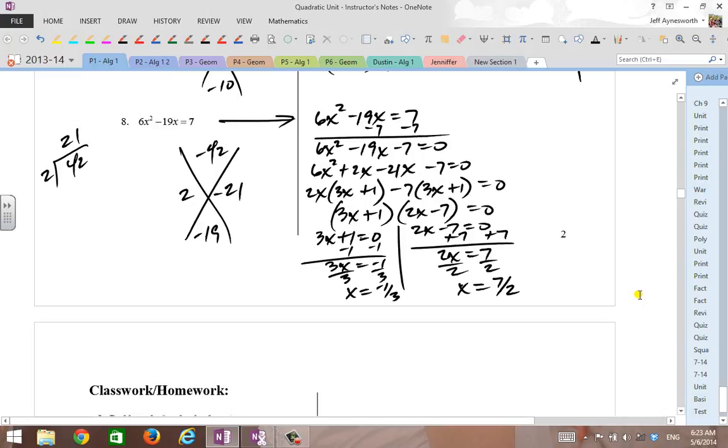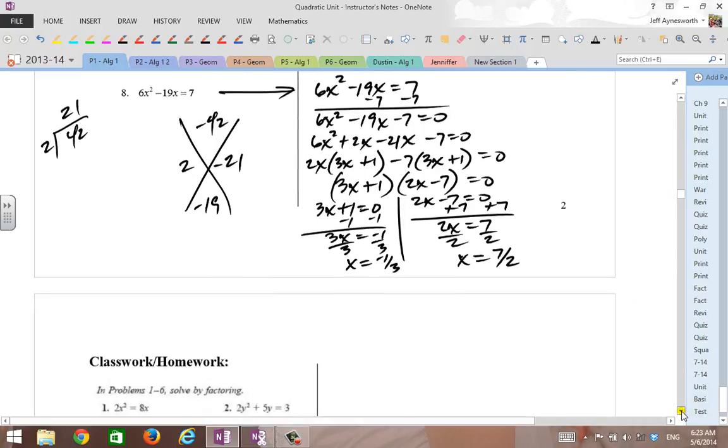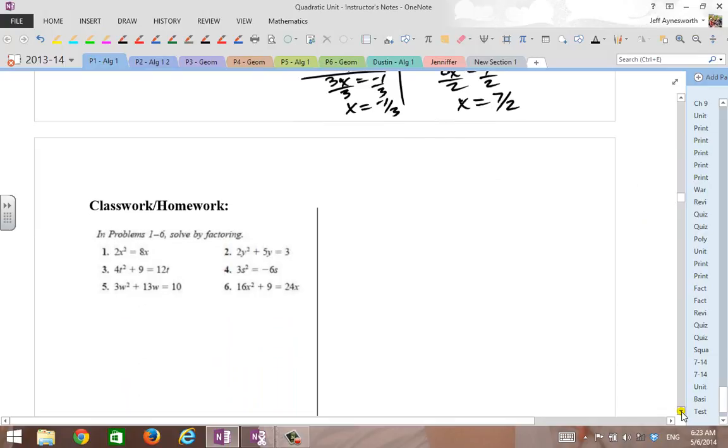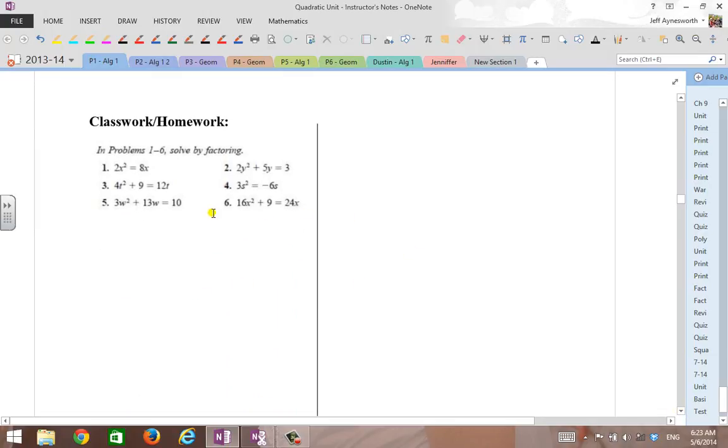In fact, speaking of that, that's why you have some classwork, homework. Okay, so turn to the back side here. You've got plenty of room to solve the following by factoring. All right, so solve by factoring. That's the key. Just underline the word factoring.